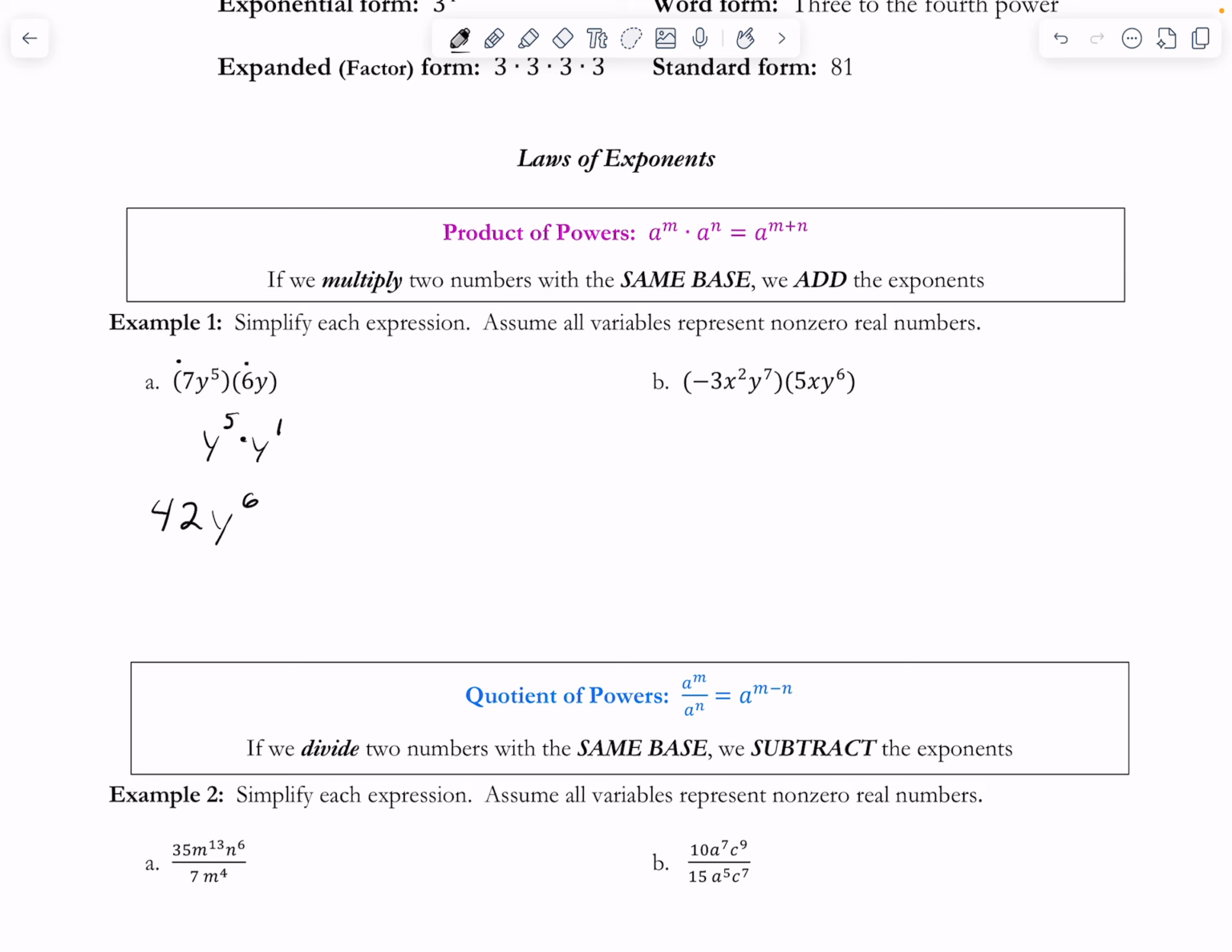The next one here is going to be negative 3 times 5 first, which is negative 15. X squared times x to the 1st power, you're going to add 2 plus 1 to get x cubed. Y to the 7th power times y to the 6th power, we're going to add those together to get y to the 13th power. All right, so that's the product of powers rule.